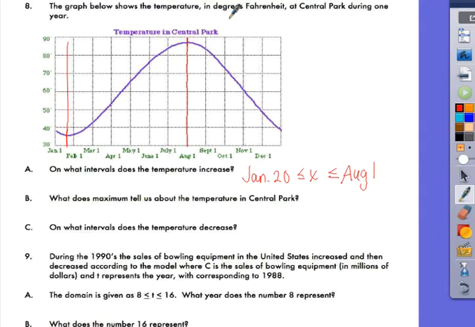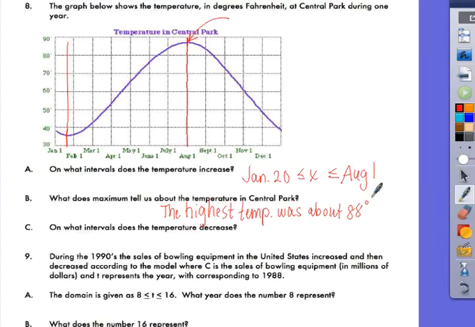What does the maximum tell us about the temperature in Central Park? Where's the maximum? Right here. That's the maximum. What does that tell us about the temperature in Central Park? The highest. Oh goodness, I was going to write height. The highest temperature was about 88 degrees. Or you can put 87. There's not a one, just estimate it.